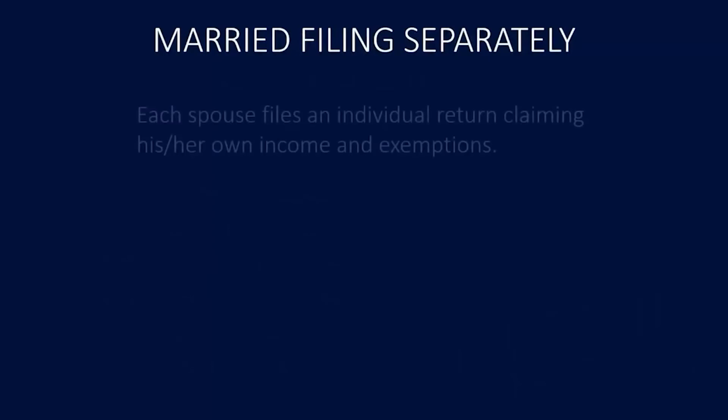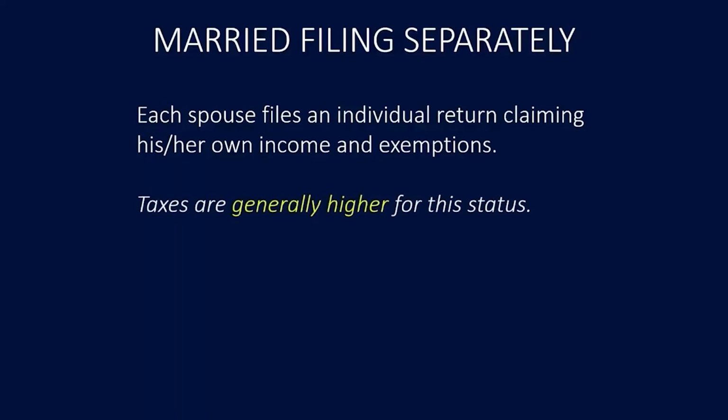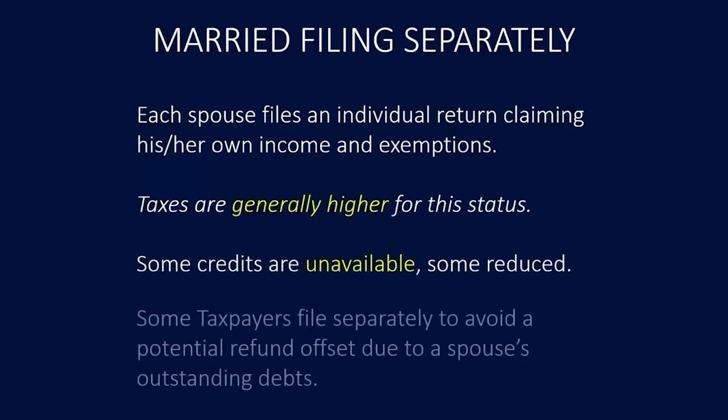Next, we'll talk about the married filing separately filing status. Each spouse files an individual return claiming his or her own income and exemptions in the married filing separate category. Taxes are generally higher for this status. Some credits are unavailable and some are reduced. Some taxpayers file separately in order to avoid a potential refund offset due to a spouse's bad behavior or outstanding debts.